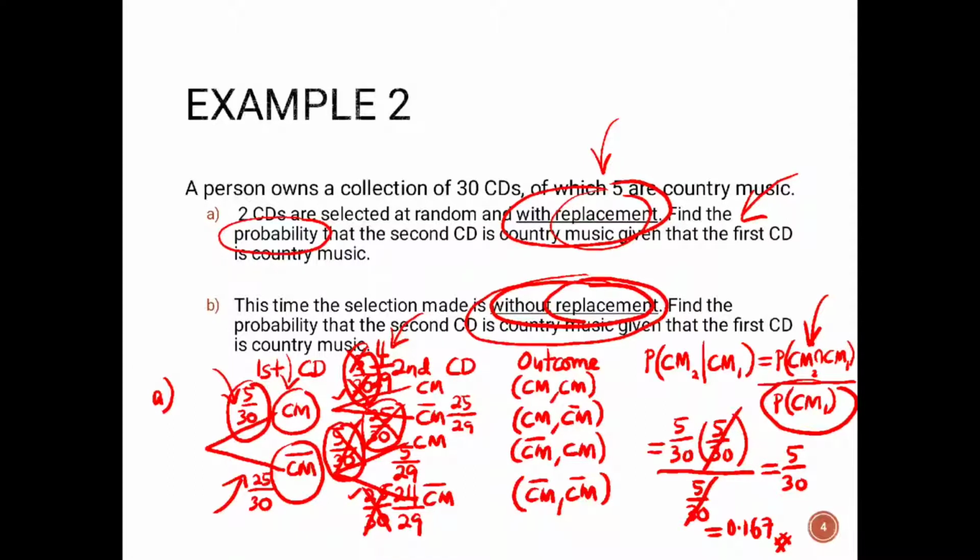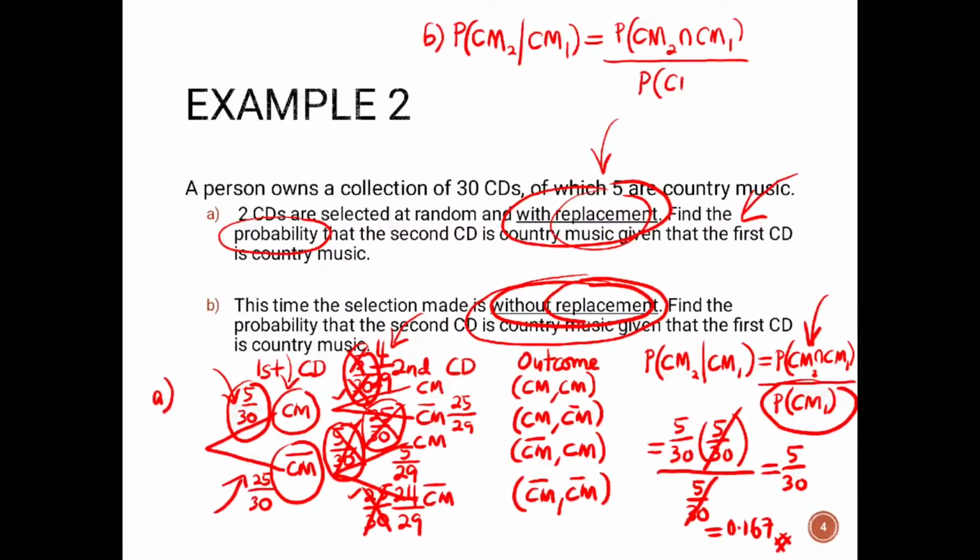Okay, so for B, the question is basically the same as A, but the probability value is changed. What is the probability that the second CD is country music, given that the first CD is country music? Okay, following the formula is to find the probability of the intersection over probability of CM1.